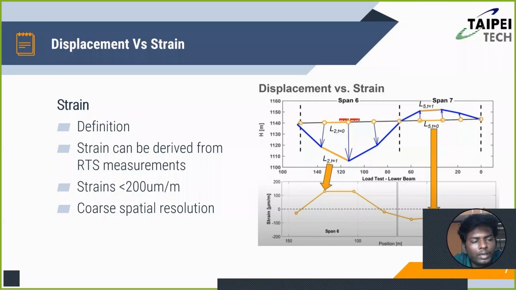Displacement versus strain. Here, they differentiated displacement and strain. Strain was derived from real-time sensing measurements and found to be under 200 microstrain. Although this is small, it is enough to detect structural changes, though the spatial resolution remains relatively coarse.